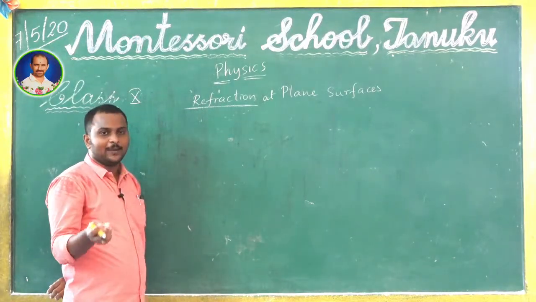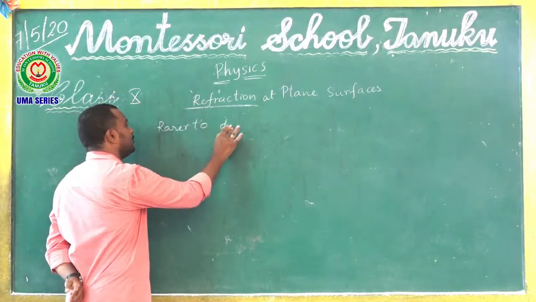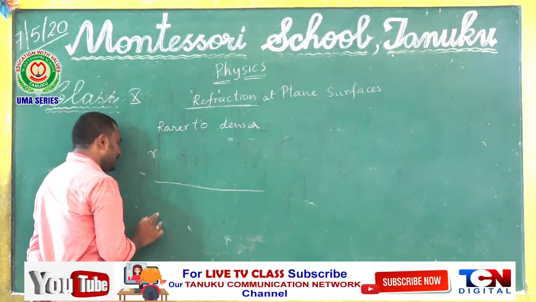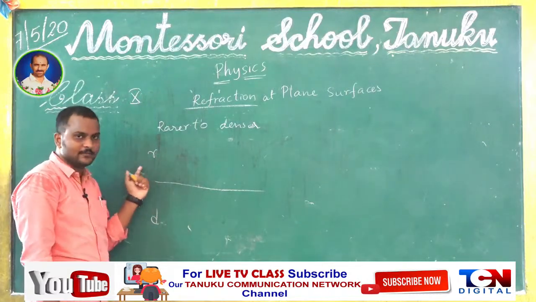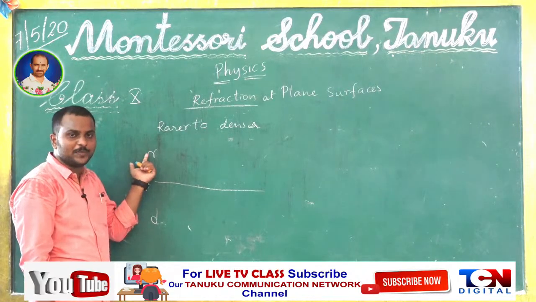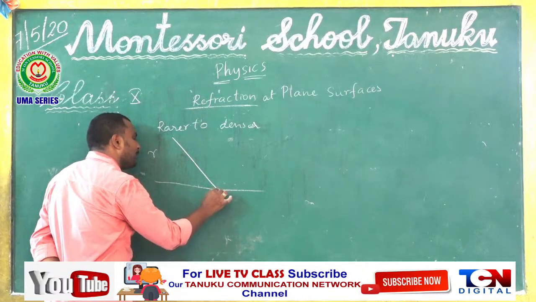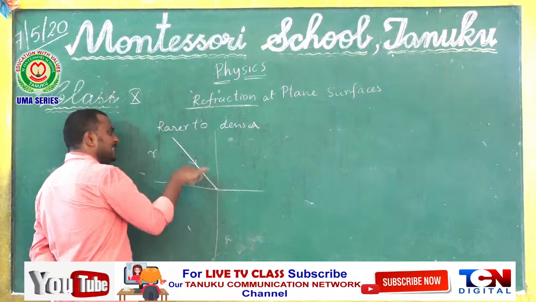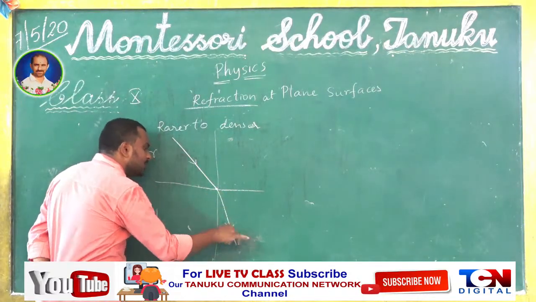Let us see what happens when the light is traveling from rarer to denser. Consider two mediums, rarer medium and denser medium. Which is rarer and which is denser? When you compare two different mediums, the medium which has less speed is called denser medium, and the medium which has more speed is called rarer medium. When the light is traveling from rarer medium to denser medium, at the point of interface of the two mediums, you have to draw the normal. This is the incident ray. It bends towards the normal.